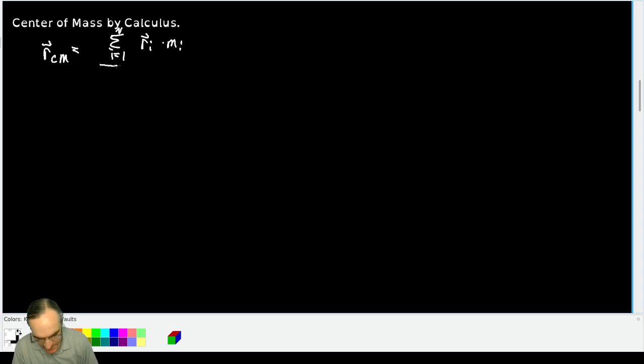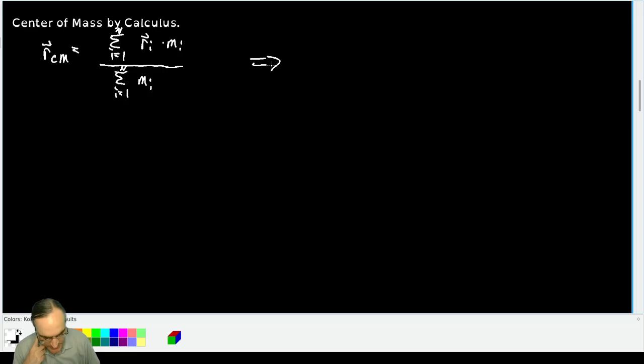All right, we're talking about center of mass by calculus now. So when we were using a non-calculus method, we had our vector center of mass is equal to a summation from i equals 1 to n of vector r sub i times m sub i, all over a sum over i equals 1 to n of m sub i.